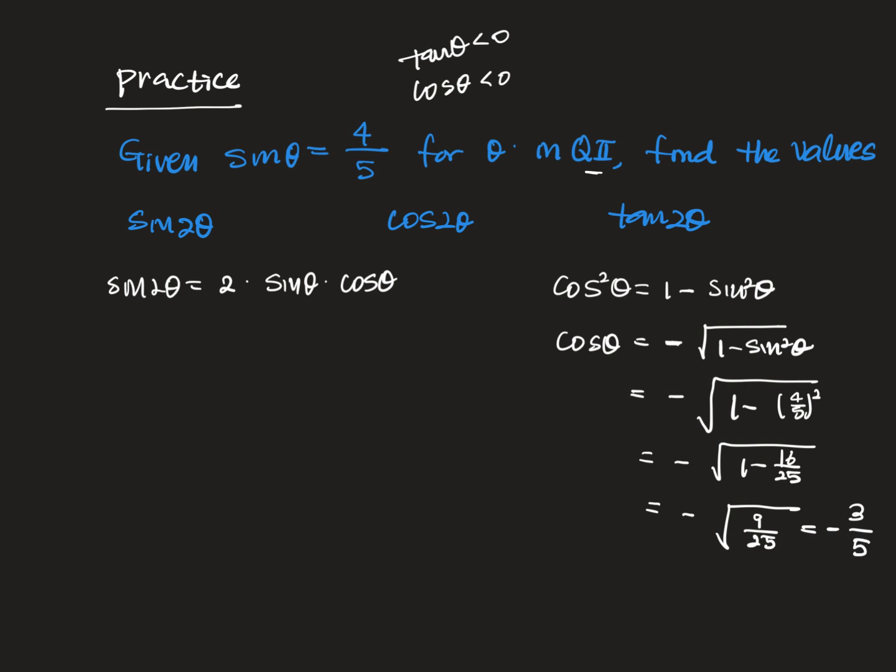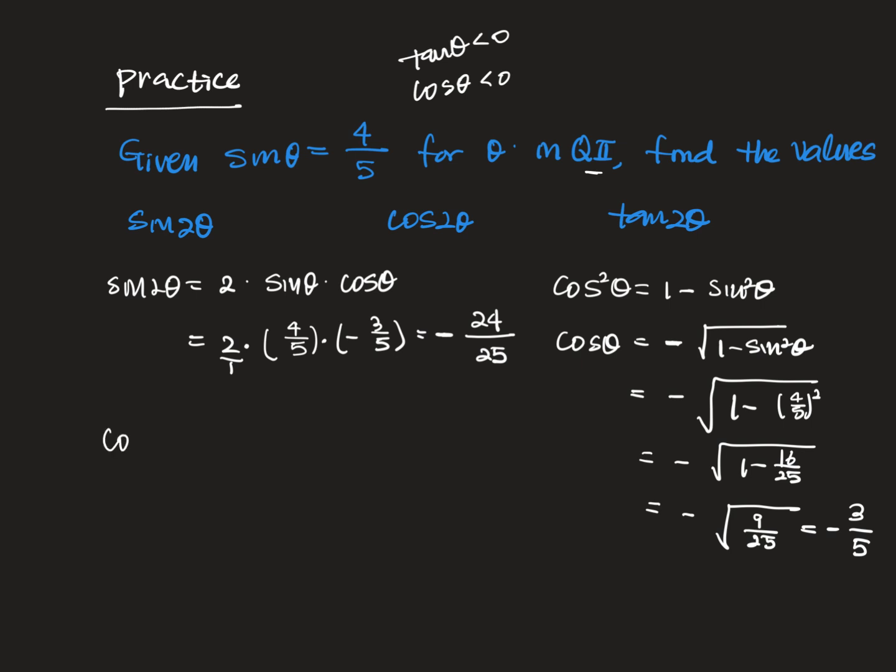Let's go to the next one. So you found the cosine, right? Sine 2 theta is 2 times 4 over 5 times negative 3 over 5. That gives negative 24 over 25. That's what you're going to find. Did it make sense, guys?